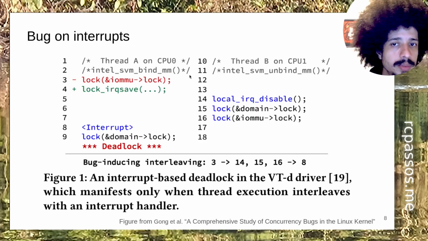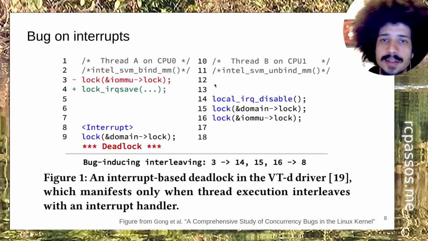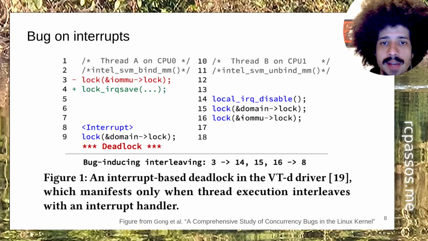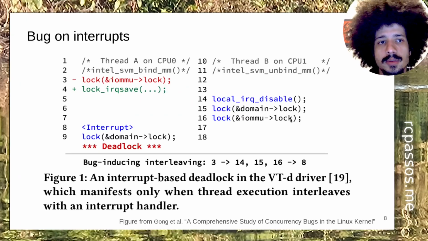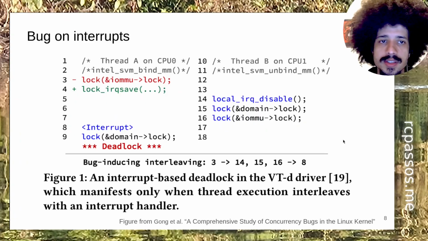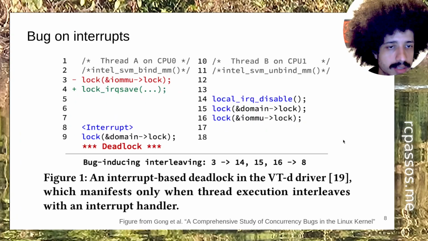And then an interrupt happened, and the code inside the handler for that interrupt acquired a lock too. And now we have a lock on domain and IOMMU, but this caused a deadlock because we are both waiting for locks and the structure is locked.